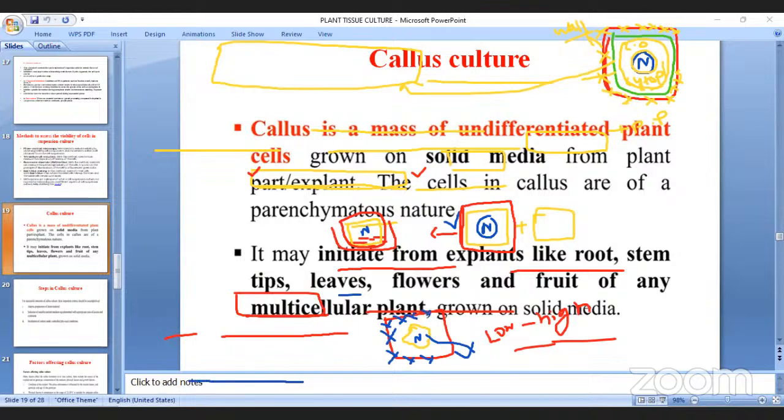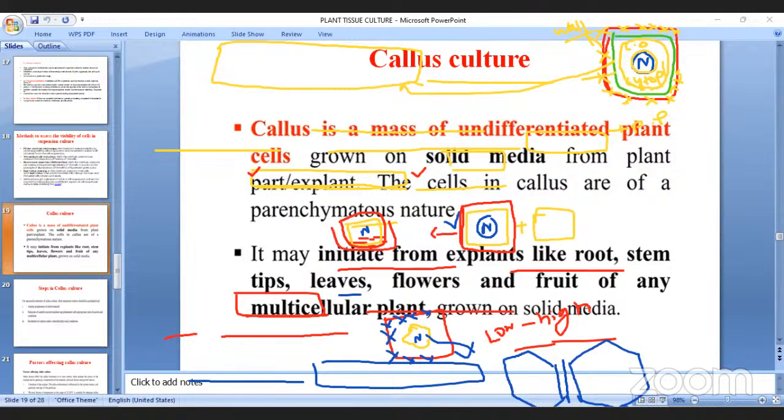Next one, the enzymatic method. In the enzymatic method, we use cellulase enzyme and pectinase enzyme. Why do we use cellulase and pectinase enzyme? Do you know the cell wall chemical structure? The cell wall is mainly made up of calcium and magnesium pectate, and also of cellulose. For example, if you take a cell, this is the middle lamella, and on either side the primary cell wall. This is one cell, and this is another cell.